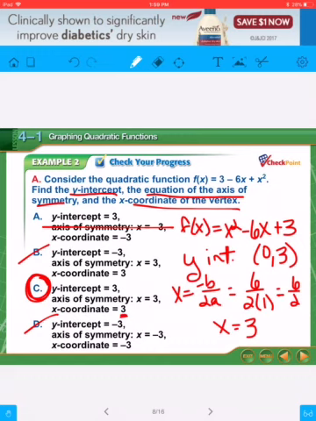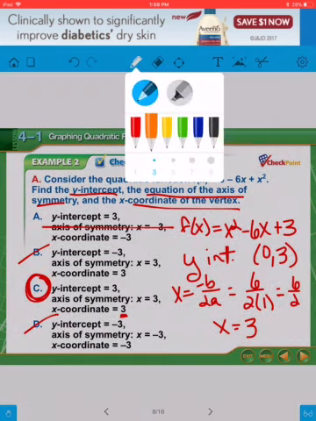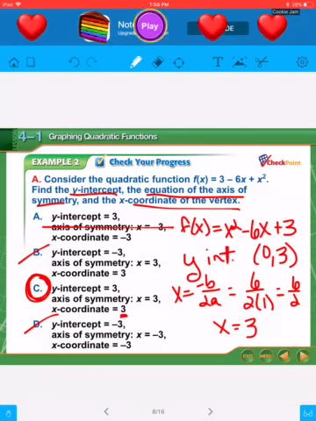Our axis of symmetry is x equals 3, which means the x-coordinate of our vertex is also positive 3. And then if I wanted to go one step further, I could solve for the y of my vertex by plugging in positive 3 here and here, and then I would be able to crank out a y value for my vertex.